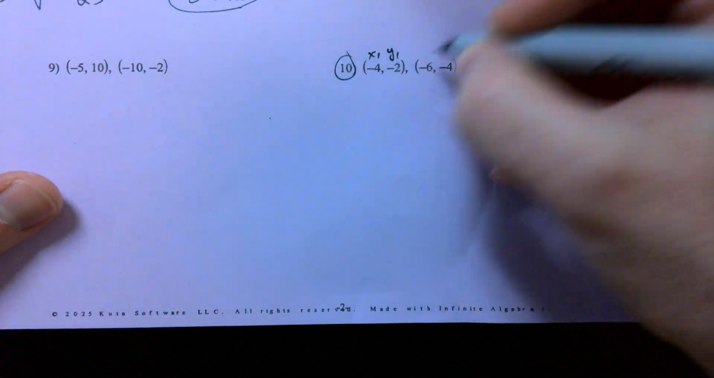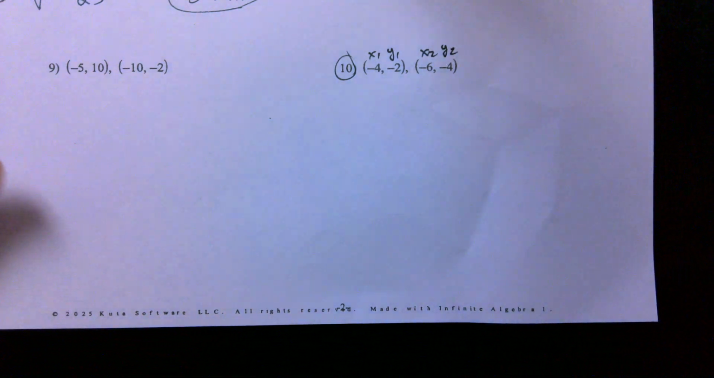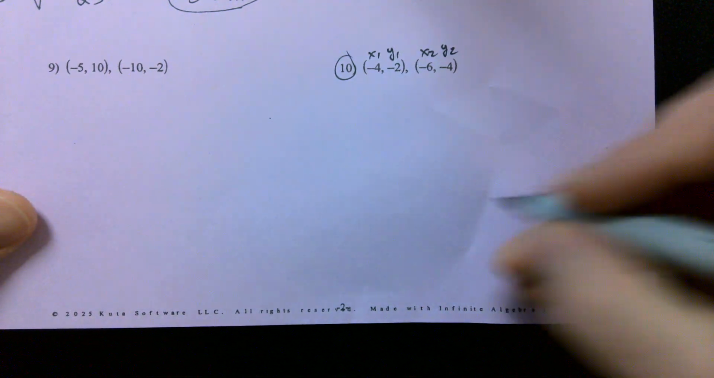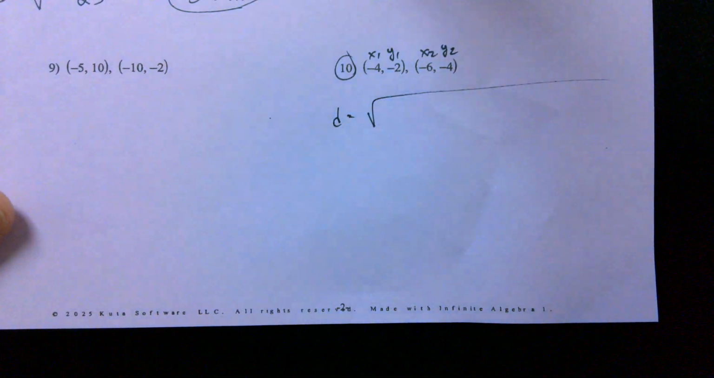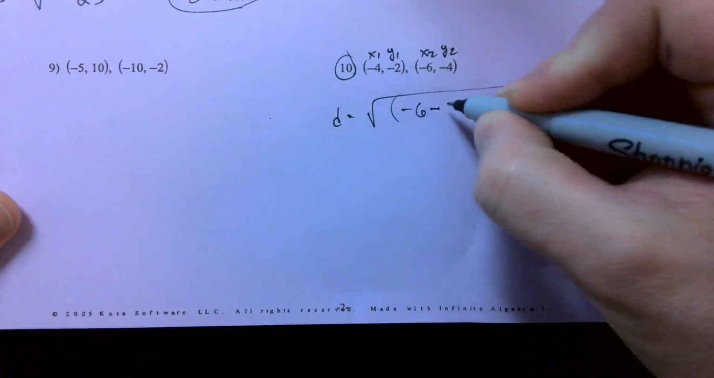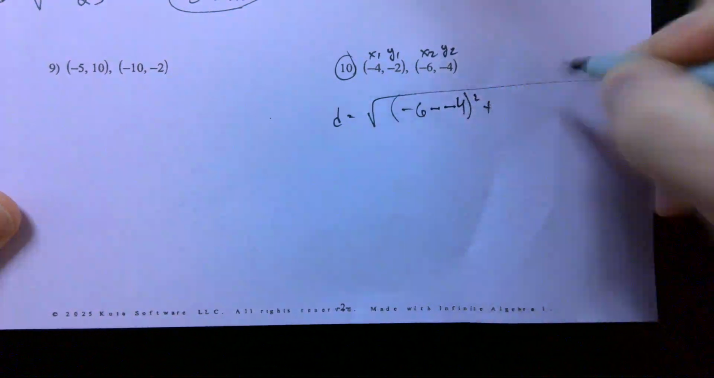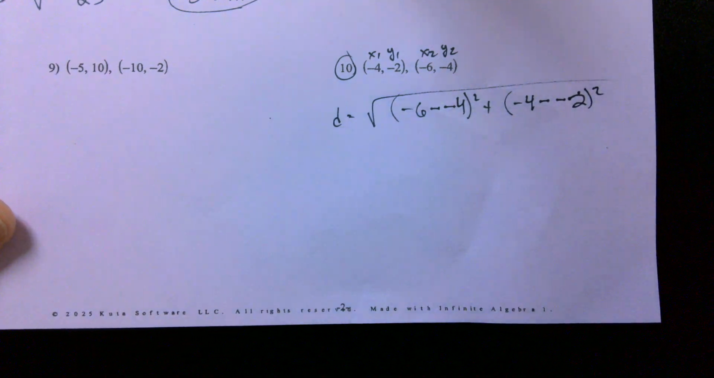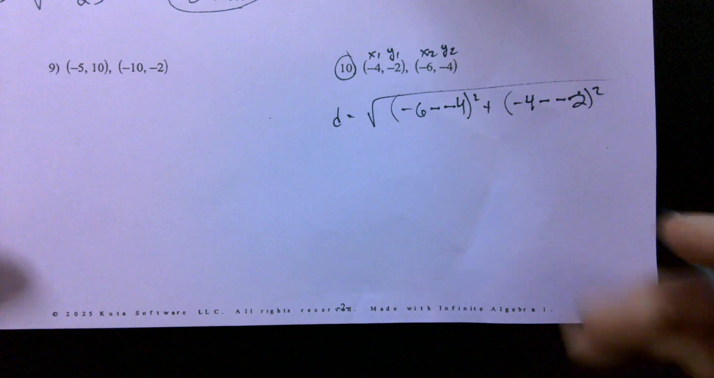I'm going to label x1, y1, x2, y2. We're labeling the same every single time. xy, xy, 1, 1, 2, 2. First x, first y, second x, second y. Distance is equal to the square root of x2 minus x1 squared plus y2 minus y1 squared. I got a couple double negatives. What do all those double negatives turn into? Positives.